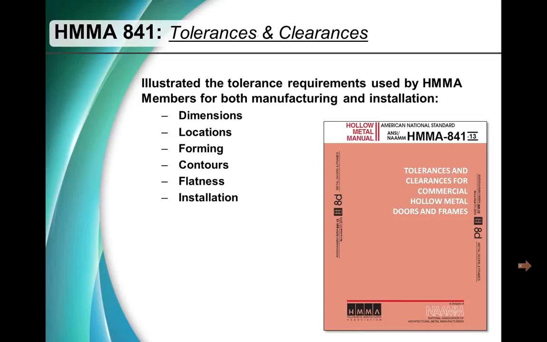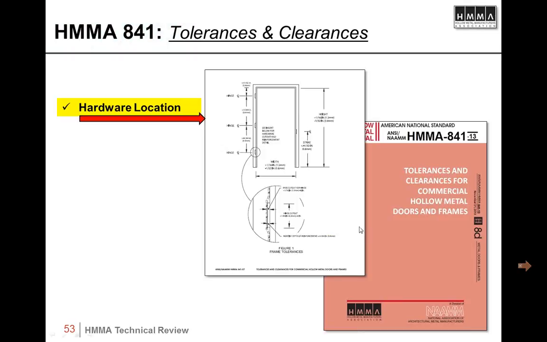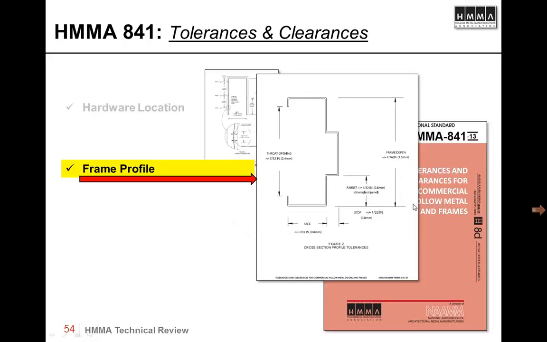841 is a review of tolerances. Now, these are mainly the manufacturing tolerances that HMMA members use and conform to. In there, you have your hardware locations naturally, which would not only be the vertical locations or the horizontal locations for certain hardware, but also cutout locations and tolerances. In addition to that, you have your frame profile dimensions, which is critical to make sure that the frame does accept the proper walls and does conform to requirements.